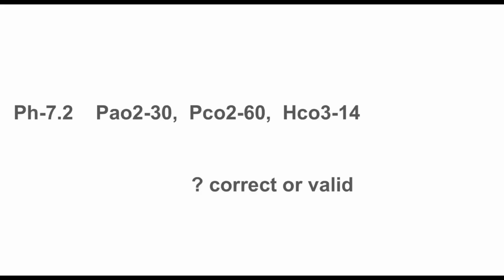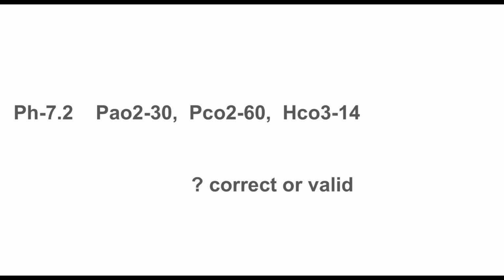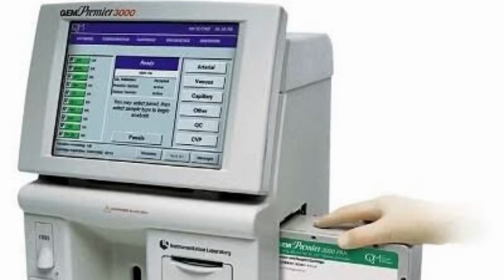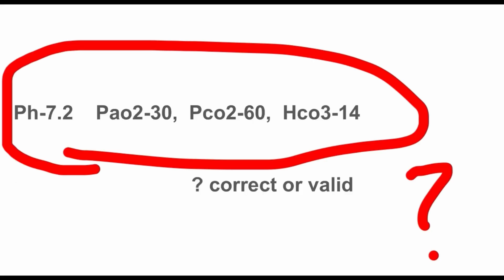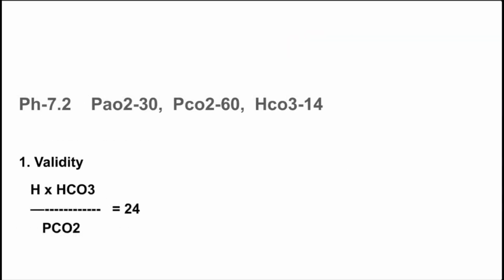Similarly, you need to determine whether the ABG is correct or valid. So validity means the ABG is internally consistent or not. However, discussion about validity is mainly relevant for exams because modern machines we use now calibrate with good accuracy. We only discuss validity if there are doubts about whether the ABG is incorrect or not. So first is validity. So how do you calculate validity?